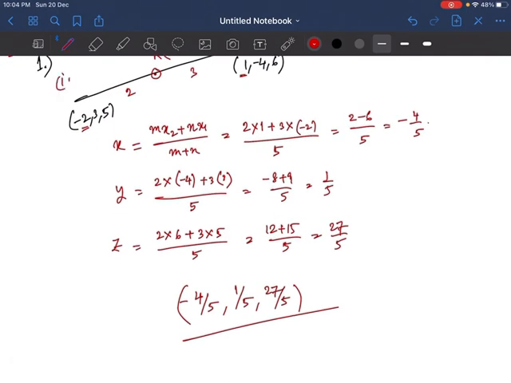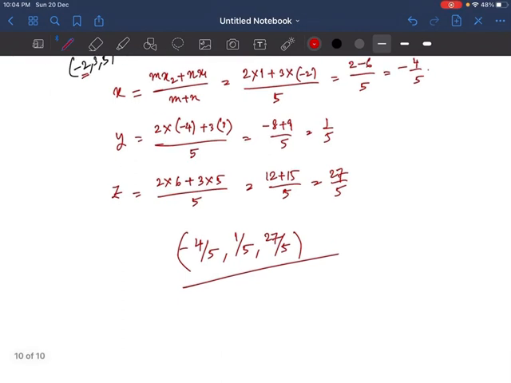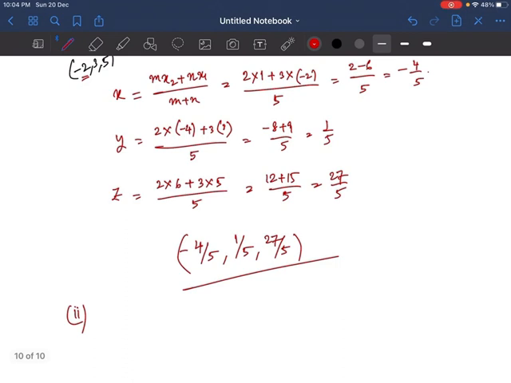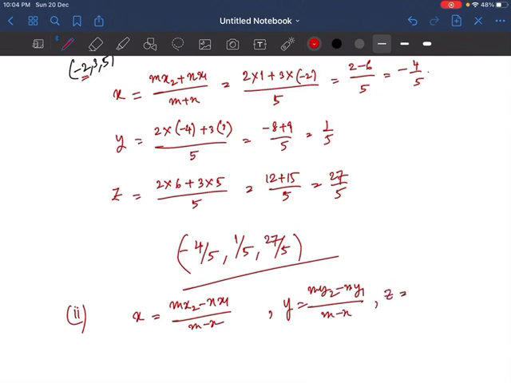So this is part 1 of it. Now for externally, what are we going to do? There is no difference in that. In all these formulas, just put a minus sign in between all of them. So for externally, the formula will be mx2 minus nx1 divided by m minus n. You just put those values. Then y will be equal to my2 minus ny1 divided by m minus n, and z will be equal to mz2 minus nz1 divided by m minus n. So this is how we get the coordinates of x, y and z for external division.